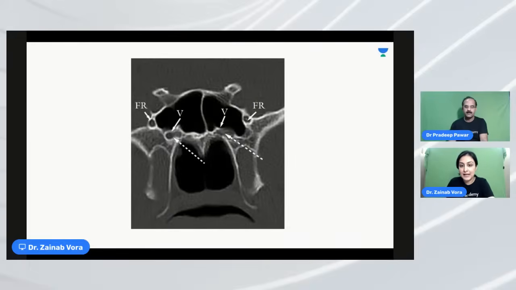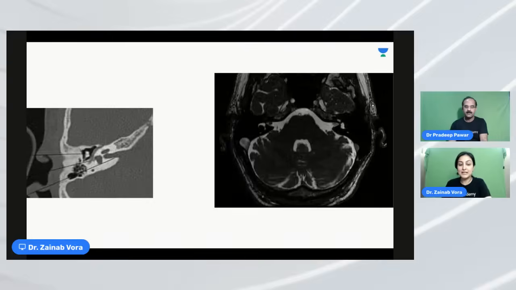Just to revise again, superiorly in relation to the sphenoid sinus here, what are we having? Foramen rotundum. Inferomedially, we are having the Vidian canal. This is the pterygoid plate, medial pterygoid plate, lateral pterygoid plate. All right, so this is the anatomy as far as the middle cranial fossa is concerned, and then we come back to the posterior skull base.